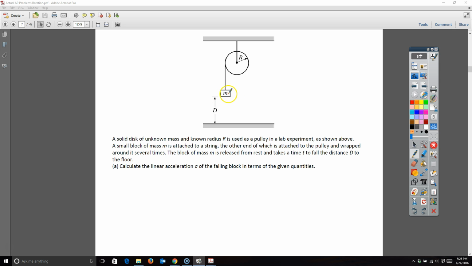A small block of mass m is attached to a string. The other end is attached to the pulley and wrapped around several times. The block of mass m is released, and it takes a time t to fall a distance d to the floor. So the first thing they want us to do is calculate the linear acceleration.